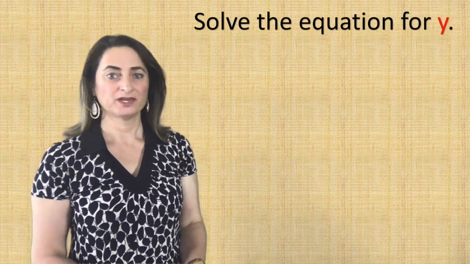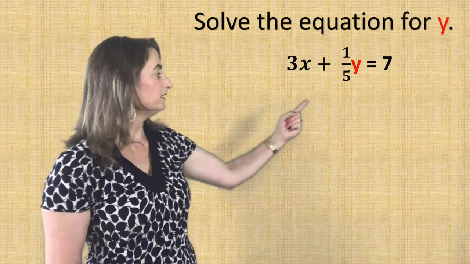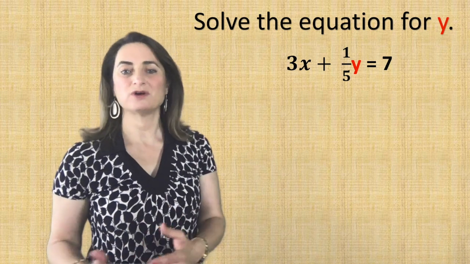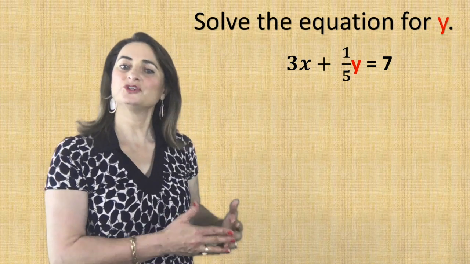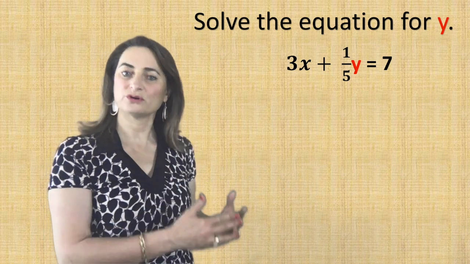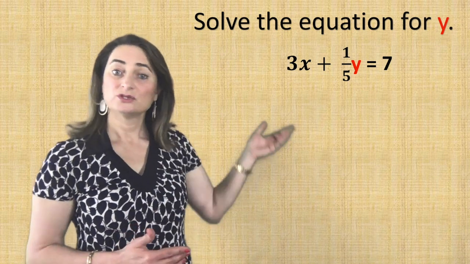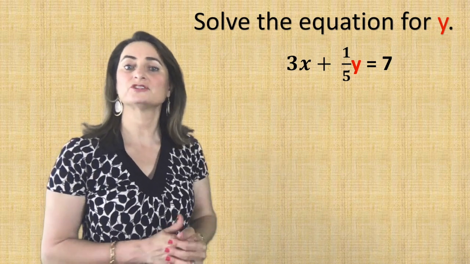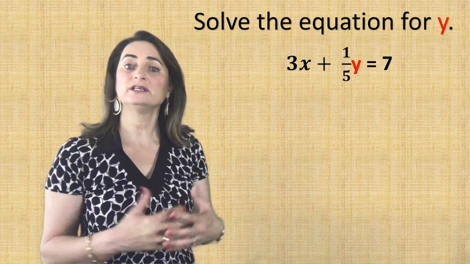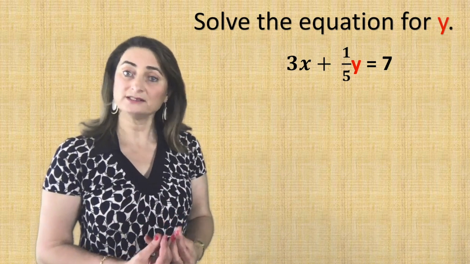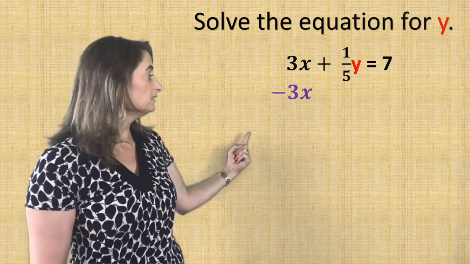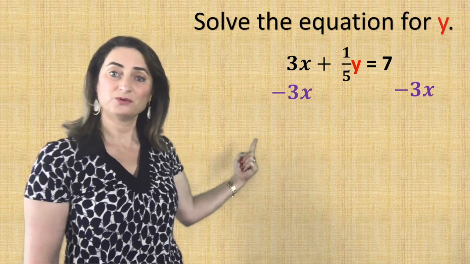Okay, now let's practice solving this equation for y. You have 3x plus 1/5 y equals 7. To solve for y means to isolate y on one side of the equation in terms of the other variables or numbers in this equation. So which term to get rid of first? You have 3x and you have the coefficient 1/5. You always get rid of the mixed term 3x. And since we're adding 3x, the inverse operation would be subtracting 3x from both sides of the equation.